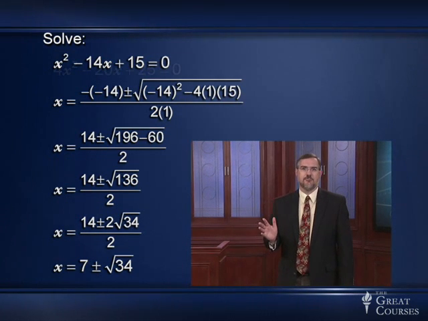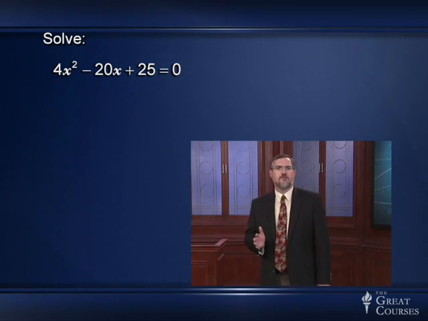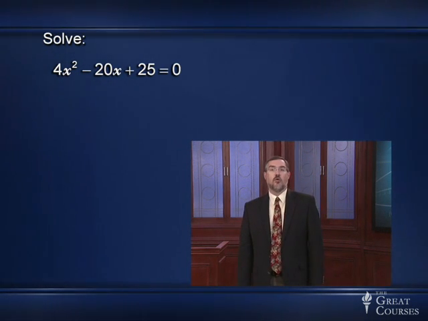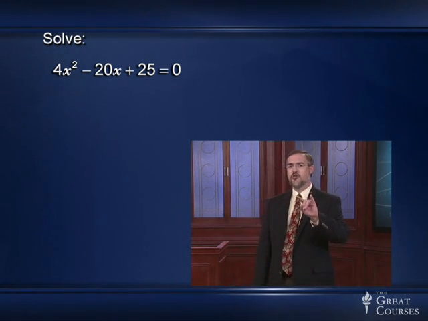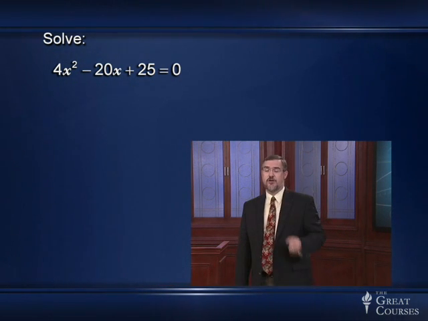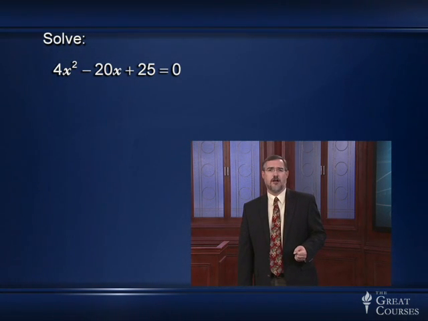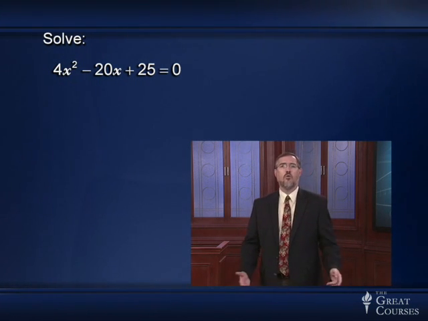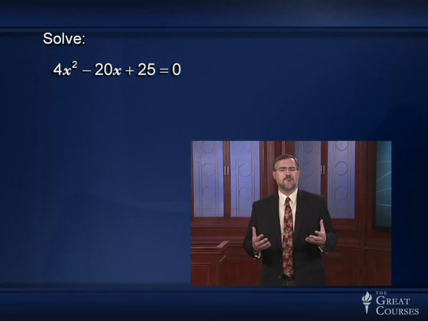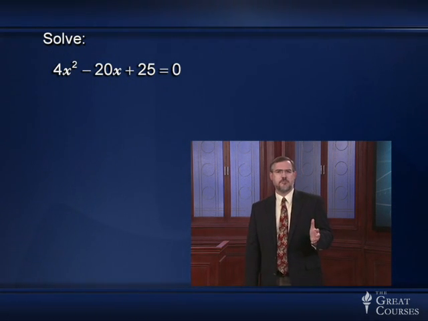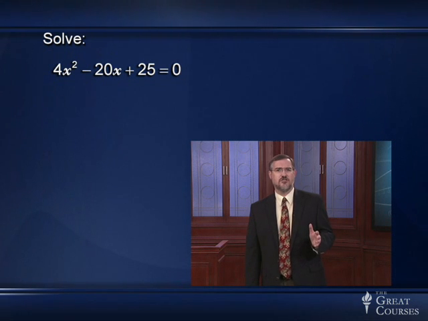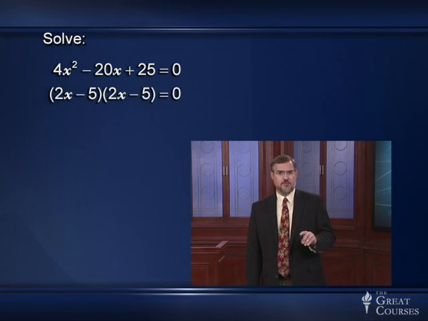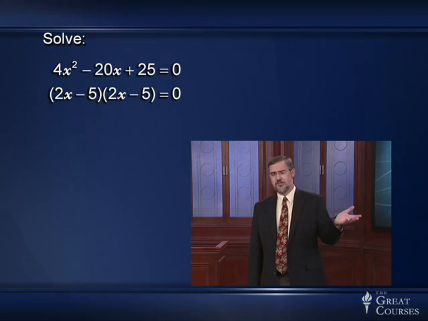Okay, let's try another example. Let's take the polynomial equation 4x squared minus 20x plus 25 equals 0. We know that this must have exactly 2 roots because it has degree 2, thanks to the fundamental theorem of algebra. Now, it might not be two different roots though, so let's be careful. What are those roots? If you stare at that polynomial long enough, you realize that the left-hand side actually factors as 2x minus 5 times 2x minus 5.